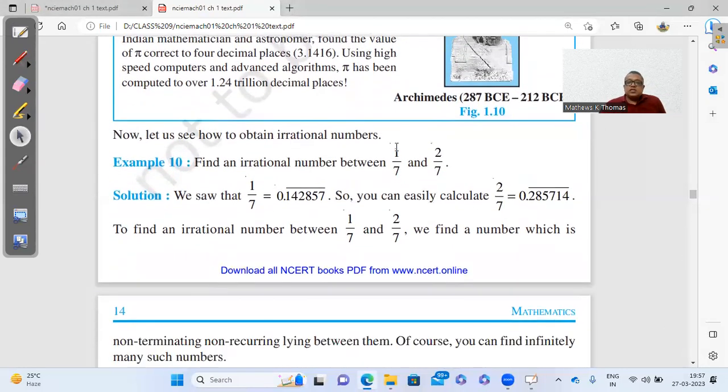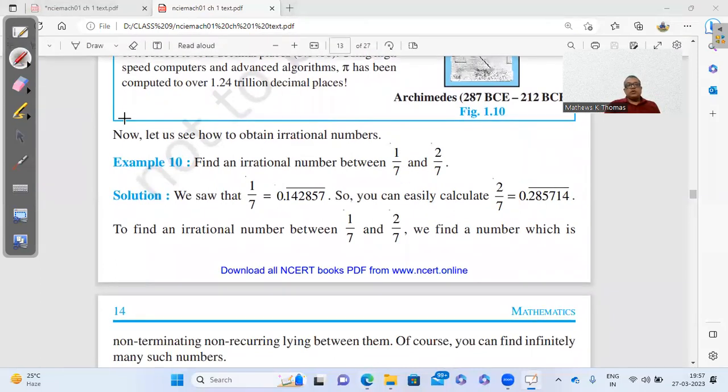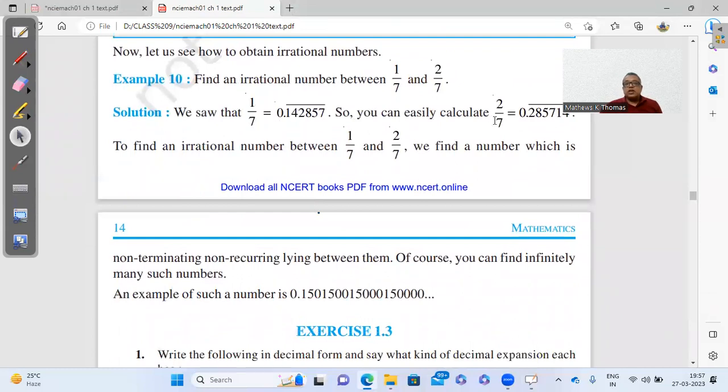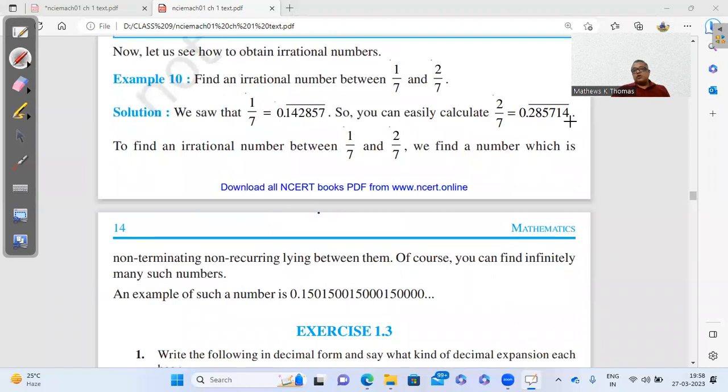Now, if I want to find an irrational number between 1 by 7 and 2 by 7, then the value of 1 by 7, when I divide, we'll get 0.142857 bar, right? When we divide 1 by 7 by long division, we'll get this. Now, how do you find 2 by 7? Again, divide 2 by 7, you will get 0.285714 bar. Now, we want an irrational number between these. Irrational numbers are numbers which are non-terminating and non-repeating. So you want a number somewhere between 0.1428 and 0.2857. So something between this. I can choose any series.